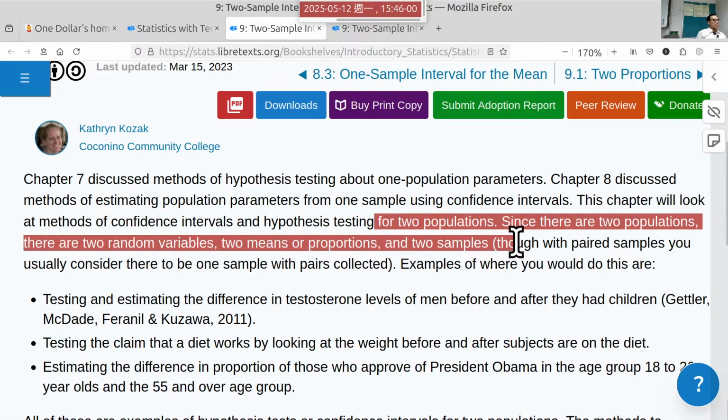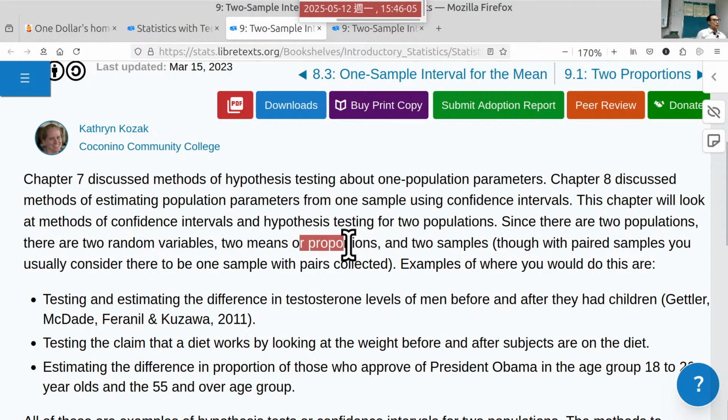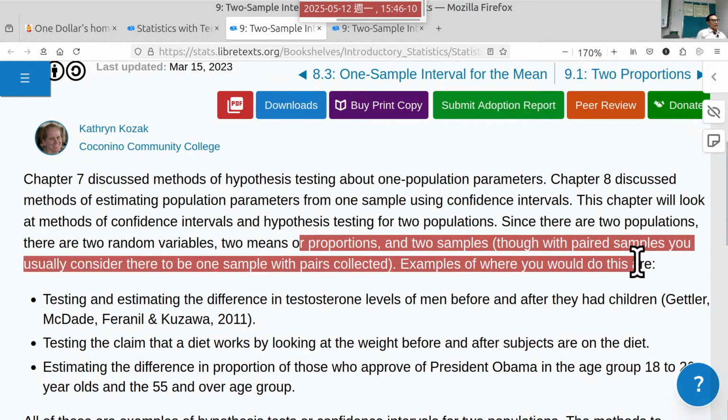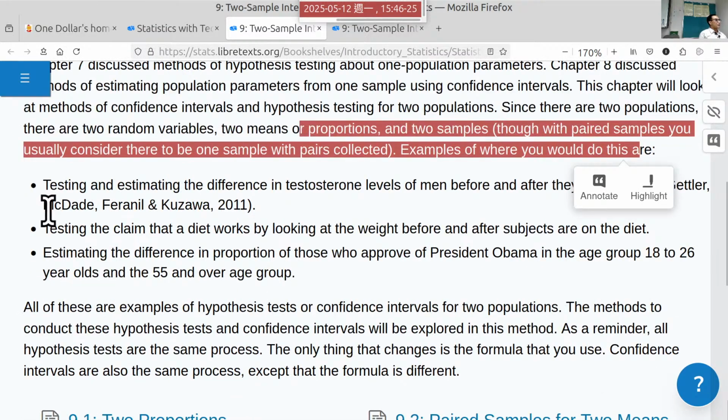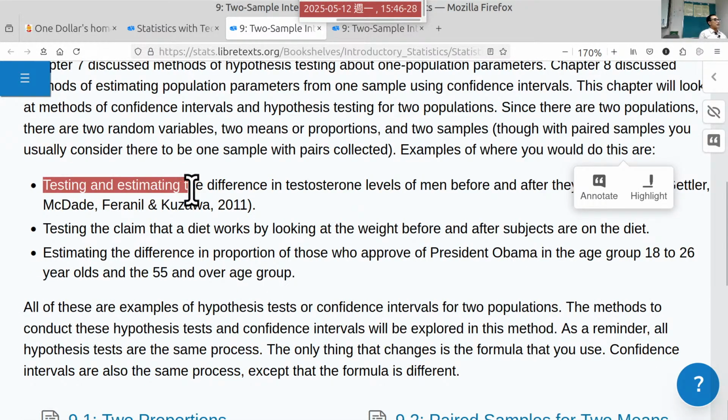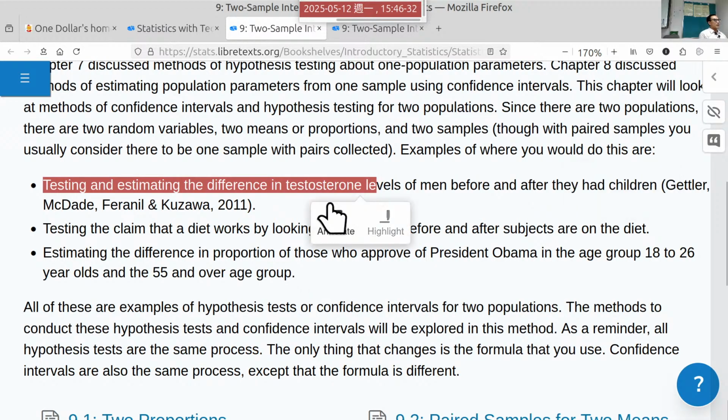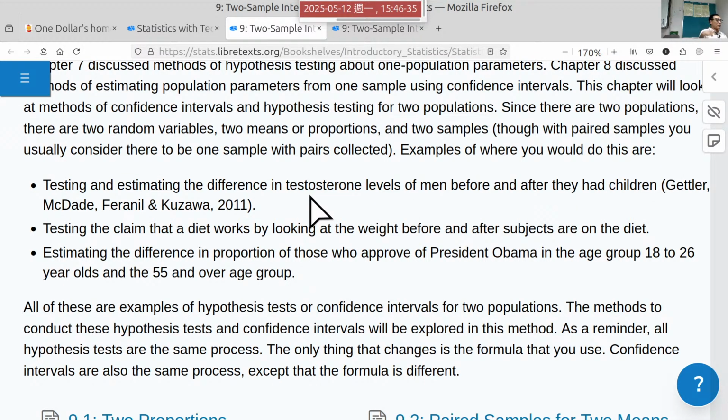Since there are two populations, there are two random variables, two means or proportions, and two samples. With paired samples, you usually consider it to be one sample collected in pairs. Examples where you will do this are: first, testing and estimating the differences in testosterone. Testosterone is a hormone from the human body.